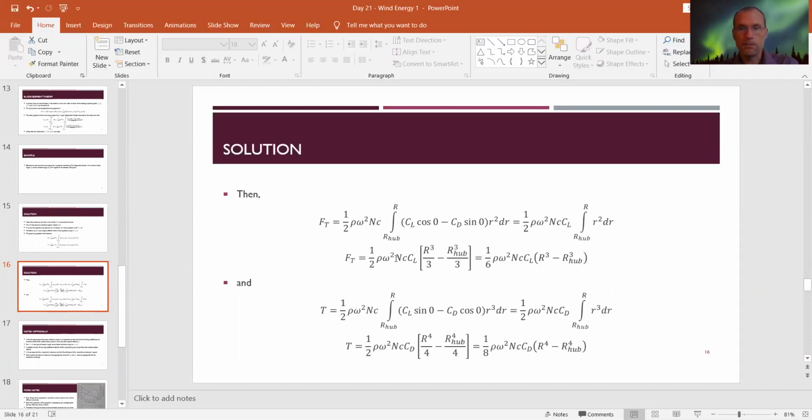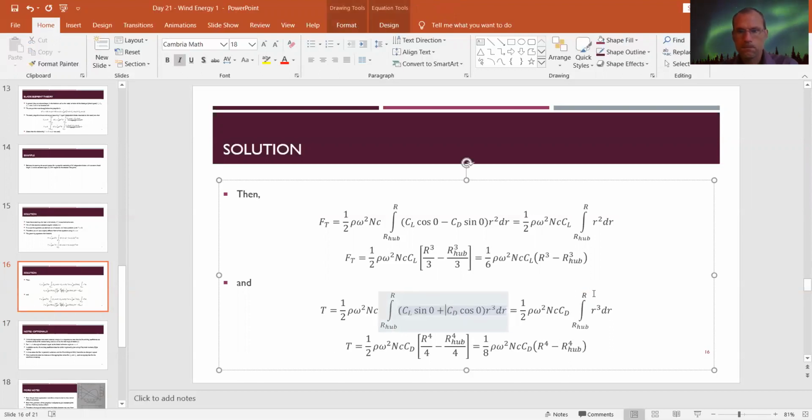So putting these all together, it's 1/6 rho omega squared n c CL times (R cubed minus R hub cubed). So this again is the total radius to the tip of the blade minus where the blade starts at the hub. Again, same thing for torque, very similar integral, but now I have sine first and cosine, which should probably be a plus. So now it's the CD that stays around because, again, sine 0 is 0, cosine 0 is 1. So now I have CD instead of a CL, and I'm integrating R cubed instead of R squared. Other than that, exact same thing.